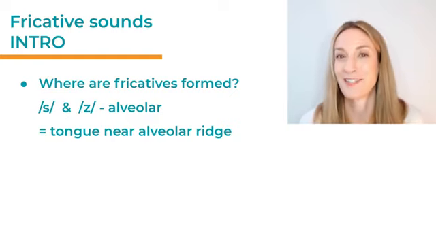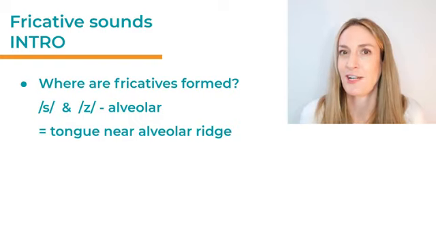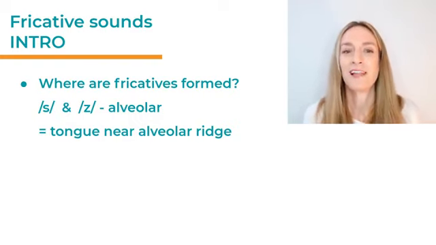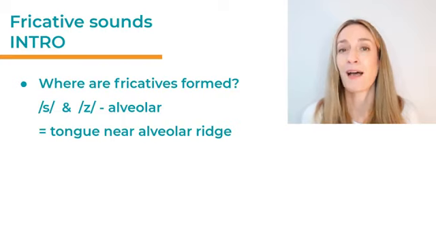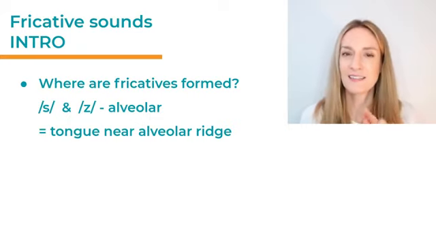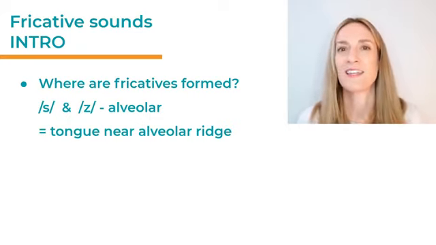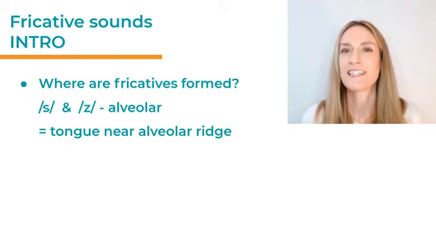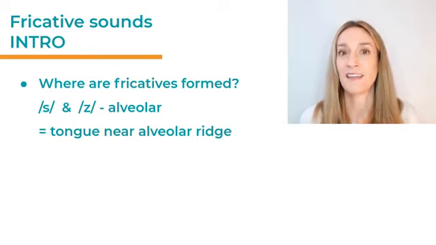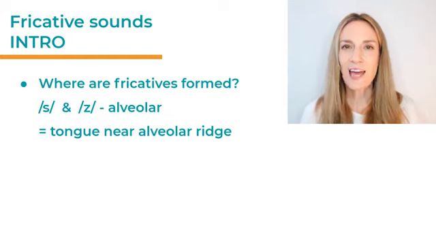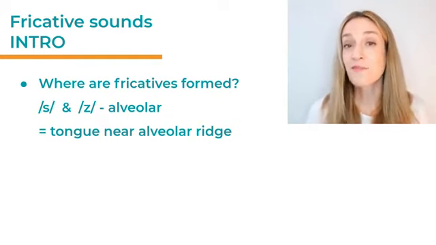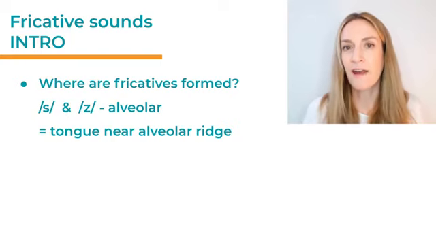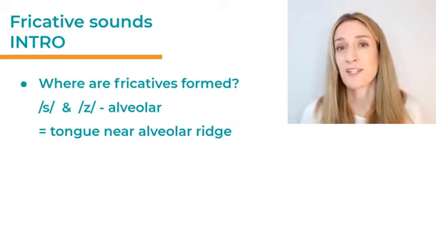You've probably never heard of this ridge. Never knew that you had a ridge like that in your mouth, I'm sure. So the alveolar ridge is really that little bump behind your top teeth. So you've got your top teeth, and just behind there is a little ridge, and that is the alveolar ridge. So s, z, our tongue forms a little gap just near that alveolar ridge. So it doesn't really touch it, there's no closure, it just comes very close and forms a little gap through which the air flows and creates these two fricative sounds, s and z.